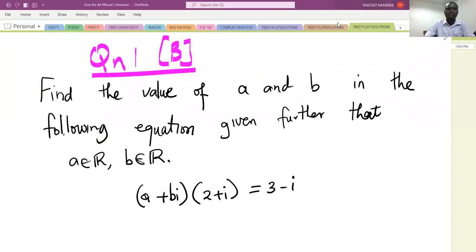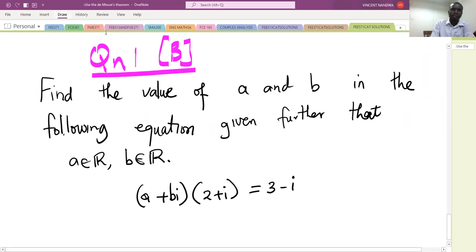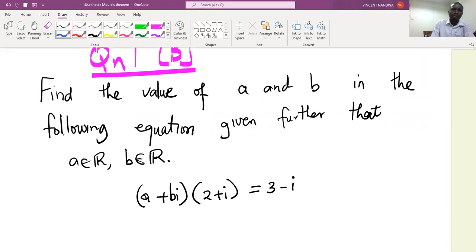Welcome back. Find the value of A and B in the following equation, given that both A and B are real numbers. This question was testing on knowing the condition for equality of two complex numbers.